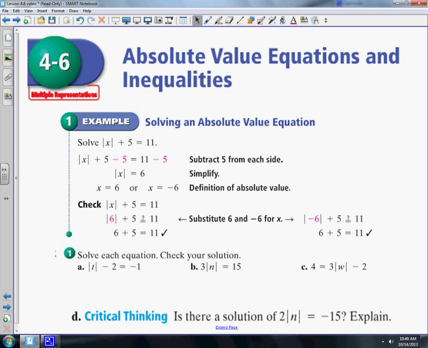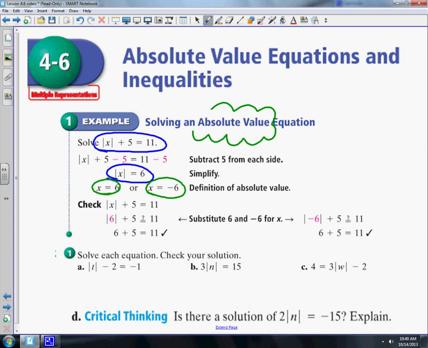Now, first, what I want to show you is when you have an equation with an absolute value in it, you will end up with two answers. So watch, if I subtract 5 from both sides, I get the absolute value of x is 6. Now, the absolute value could be 6, so x could be 6, or x could be negative 6, because if I put negative 6 in, it becomes a positive 6, because it's the distance from 0 on a number line. Remember what absolute value is. It's distance, and distance is always positive.